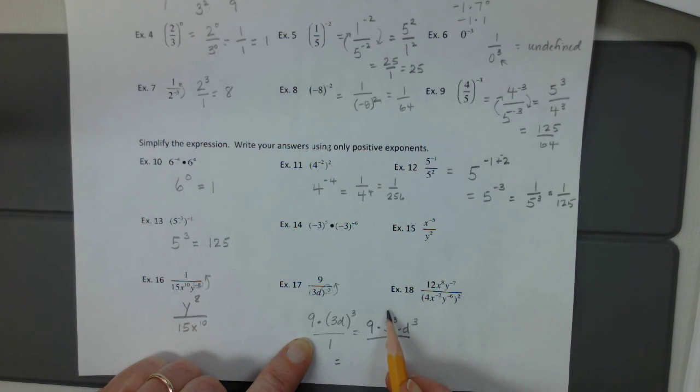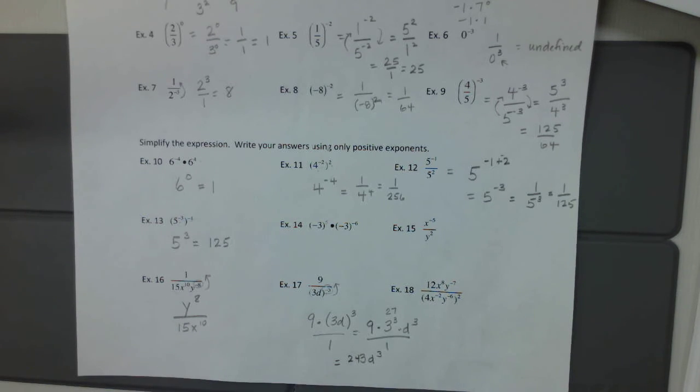3 to the third is 27. 27 times 9. That would be 63 and 6, 18. Is that 243, I believe? D to the third. I don't need to put 1 in the denominator. So 243d to the third.